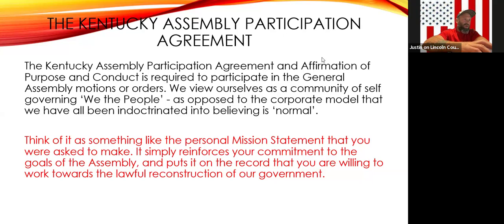The Kentucky Assembly Participation Agreement and affirmation of purpose and conduct is required to participate in the General Assembly moves or orders. We view ourselves as a community of self-governing, we the people, as opposed to the corporate model that we have all been indoctrinated into believing is normal. When we come together, we form a body politic, a self-governing government, we the people. And here in red, think of it as something like the personal mission statement you were asked to make in part one. It reinforces your commitment to the goals of the assembly and puts it on the record that you're willing to work towards the lawful reconstruction of our government. Questions, comments?